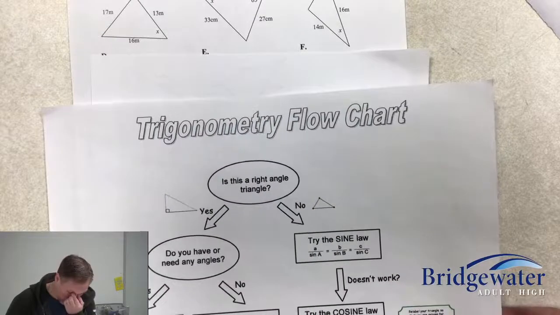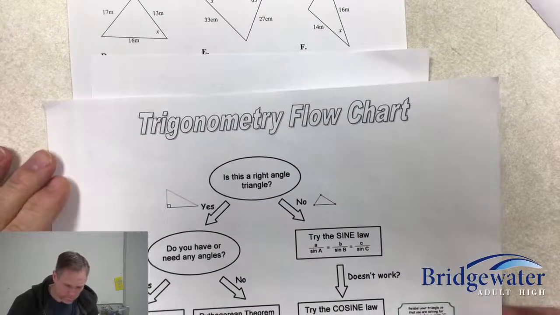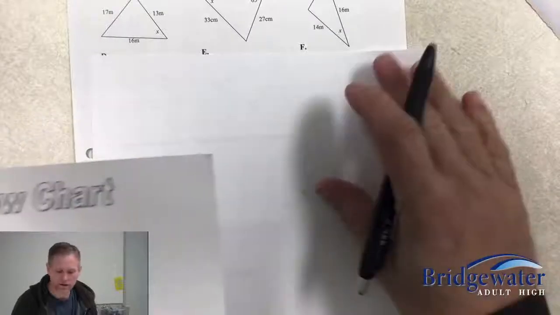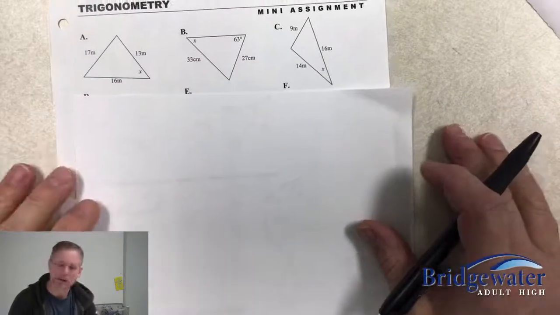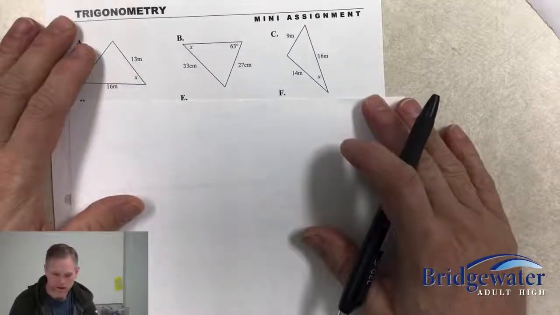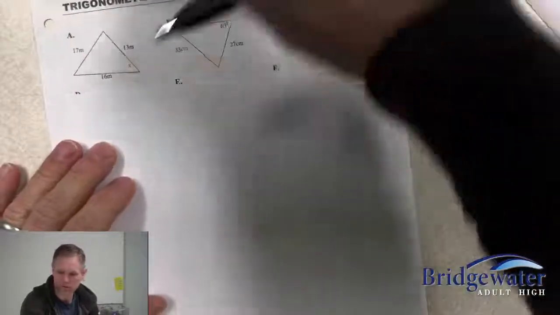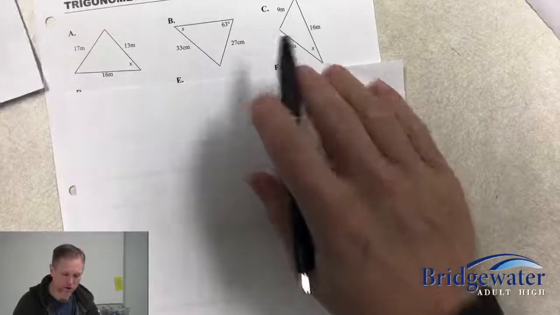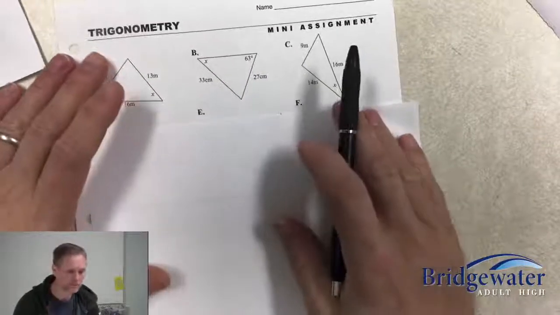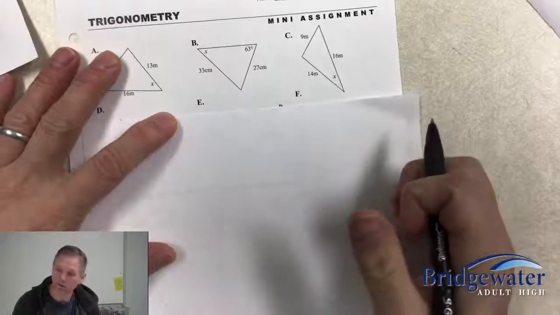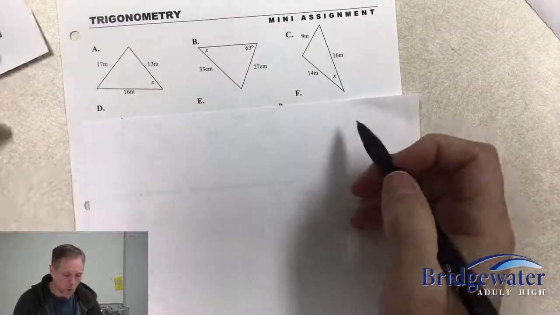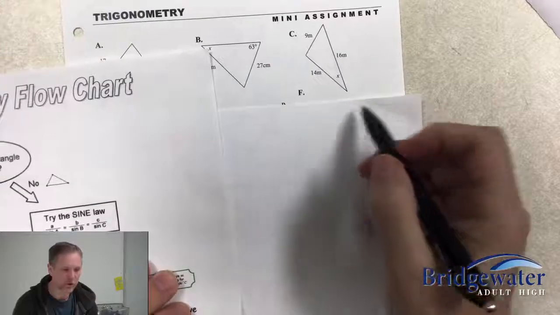So that's what we're going to try to figure out, a pattern, and whether you remember that pattern or not, the flow chart will help you, okay? So what we're going to do is question number C on the mini assignment. Okay, so there's the triangle that we're going to be doing. And I'm going to hope that it's cosine law. Let's follow through. So here's the question.